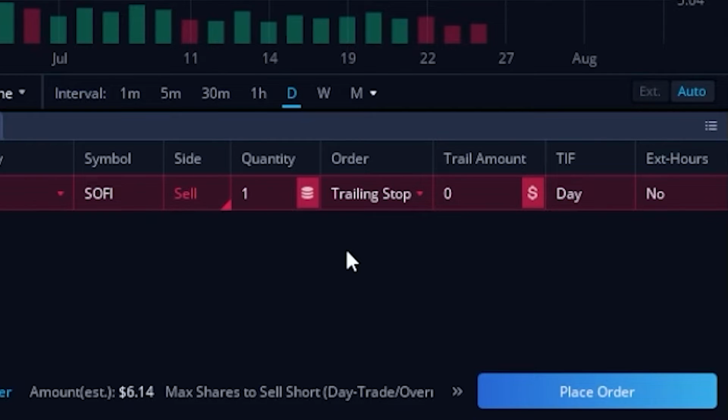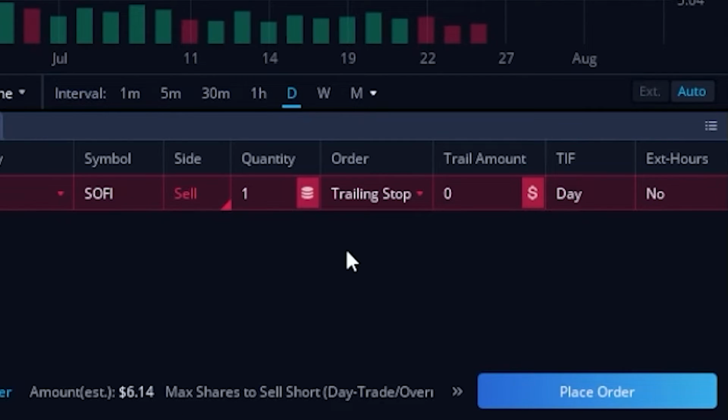However, instead of the stop and stop limit order where you actually set a very specific price, with a trailing stop, we instead set a trailing amount. So instead of saying if the stock ever drops down to $6, get me out, we're instead saying if the stock ever drops 50 cents or 10%, get me out. And as the stock price moves up, our stop will actually move up along with it, always trailing it by that set amount.